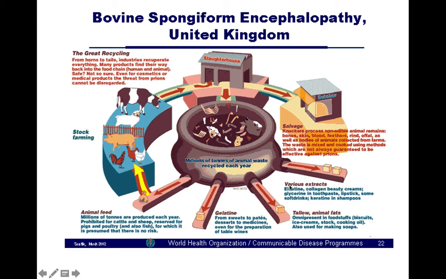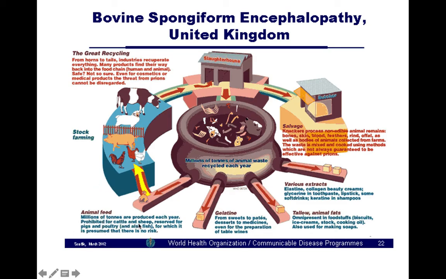So various extracts: elastin, collagen, beauty creams, glycerin and toothpaste, lipsticks, some soft drinks, keratin and shampoos, tallows, animal fats, omnipresent, means they're everywhere in foodstuff. Biscuits, which I think the Brits call cookies, ice cream, stock like soup, cooking oil, also used for making soap. Gelatin, from sweets to pâtés, desserts to medicines, even for preparation of table wines, right? So Jello gelatin, that's an animal protein that we love to eat as kids.